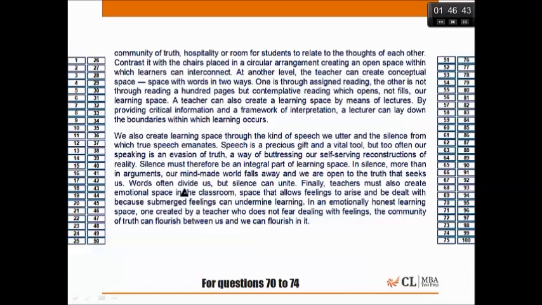Finally, teachers must also create emotional space in the classroom. Space that allows feelings to arise and be dealt with, because submerged feelings can undermine learning if not emotionally honest. A lot of details here, I don't want to break my head. Okay, roughly I get an idea.